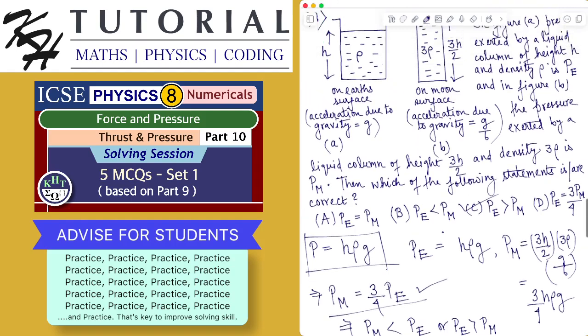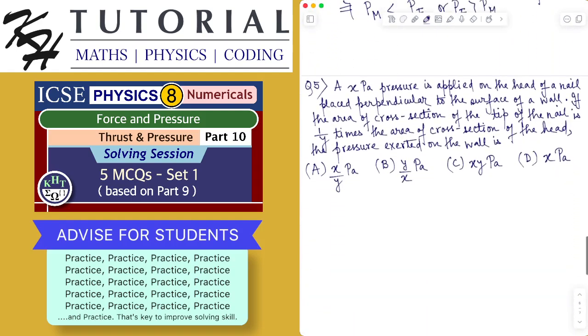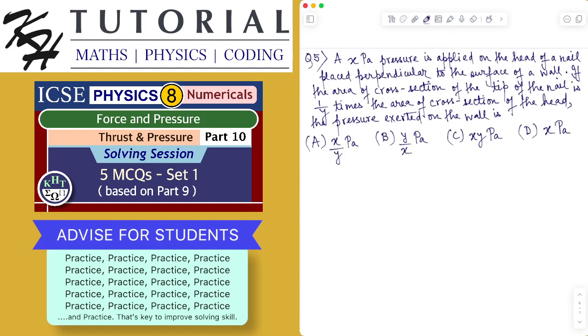Okay, let's see the next problem, the last problem. X Pascal pressure is applied on the head of a nail placed perpendicular to the surface of a ball. If the area of cross section of the tip of the nail is 1 by y times the area of cross section of the head, the pressure exerted on the ball is. So the concept is that when you hammer a nail, this is the head of the nail, and let's say this is the nail and this is the ball.